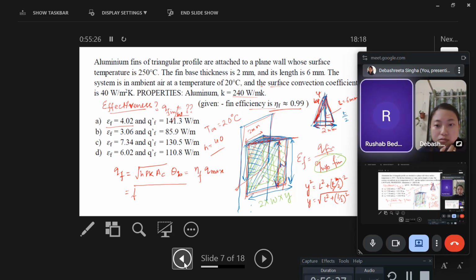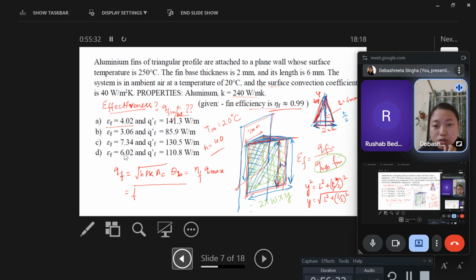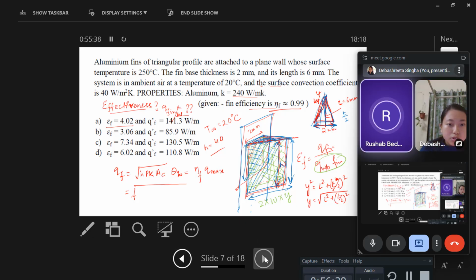Option D. Yeah, already 6.02 is given here. Yeah, so you got this 110.3? Yes, yes.